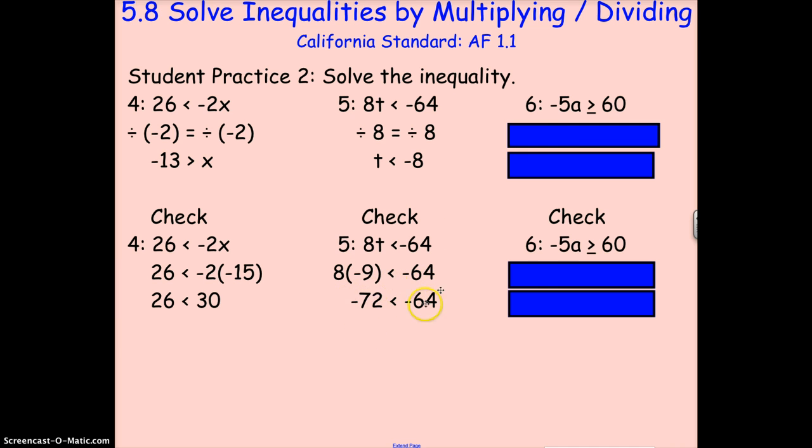Be careful with these negatives. This is where you're very likely to make a mistake. And this is the big difference between 6th grade and 7th grade when you're solving these inequalities. Those negatives will really mess you up, so be careful.